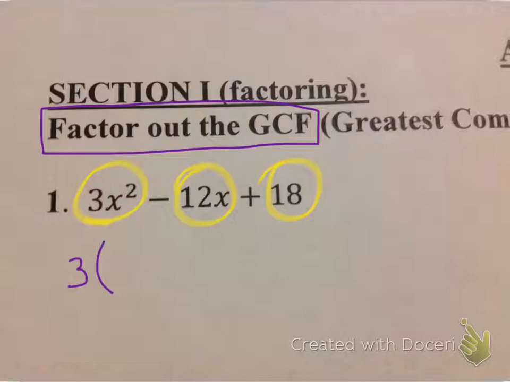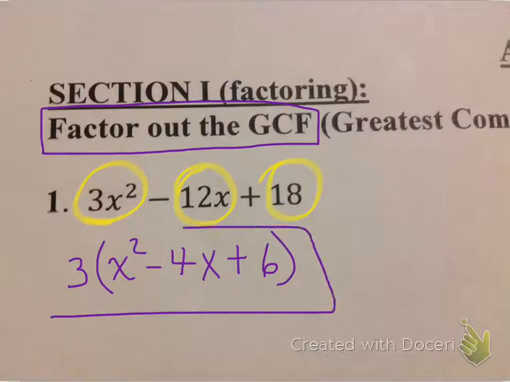So I'm factoring out a 3, and I'm going to see what's left to go inside the parentheses. So when I factor out a 3, I'm going to be left with x squared, I'm going to be left with 4x, and I'm going to be left with 6. And that's all. That's all you do. That's how you factor that. This is called factoring, and we're not solving anything.